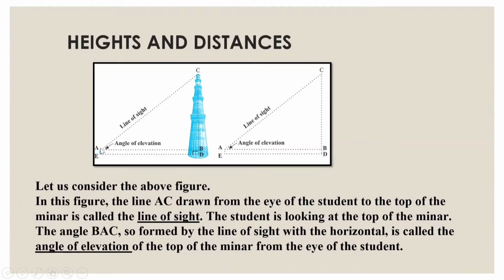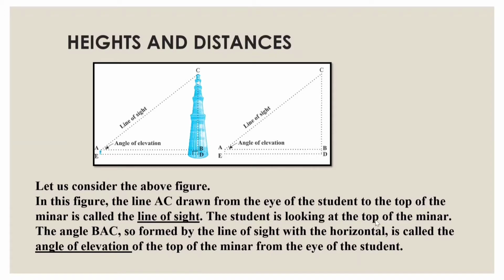In this figure, if a person is standing here, if the person looks up to the top of the Minar, then the angle that will be formed with the horizontal line and the imaginary line of sight, the line from the eye to the top where the person is looking. Elevation means height. So whenever a person is looking upwards, it is the angle of elevation. In the figure, the line AC drawn from the eye of the student to the top of the Minar is called the line of sight.